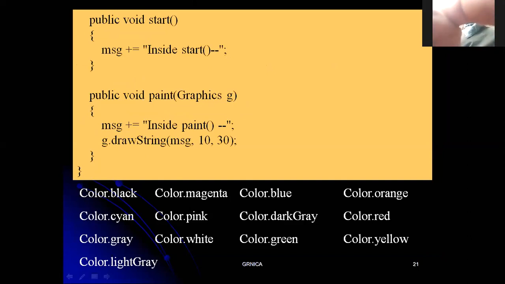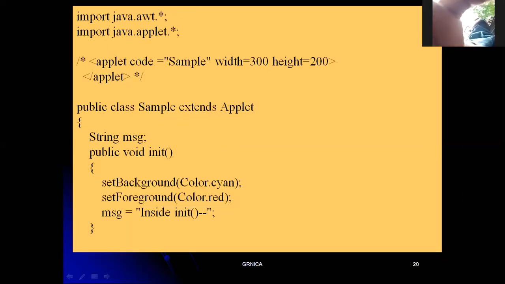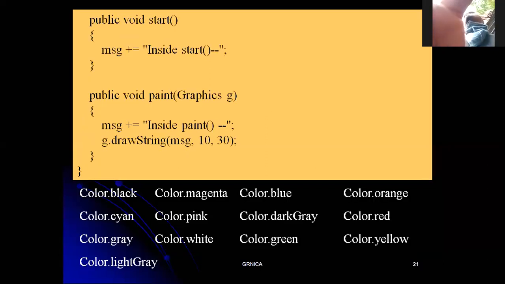Here we have called void start. Within that void start, we have message plus equals, indicating that message is equal to message plus the earlier message, which is "inside init". So now we have "inside start". Both the strings are concatenated, and it now contains the inside init and inside start strings.